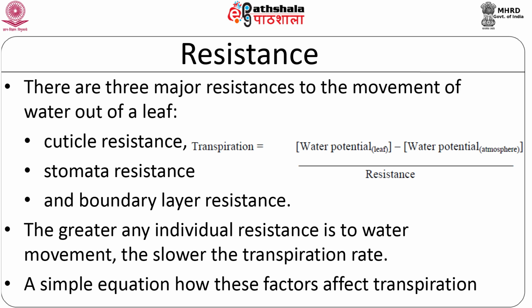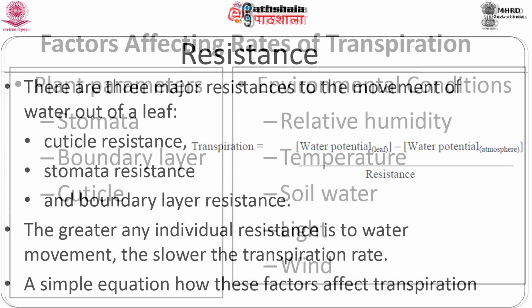A simple equation of how these factors affect transpiration is: transpiration equals the difference between the water potential of the leaf and the water potential of the atmosphere, this difference value divided by resistance.